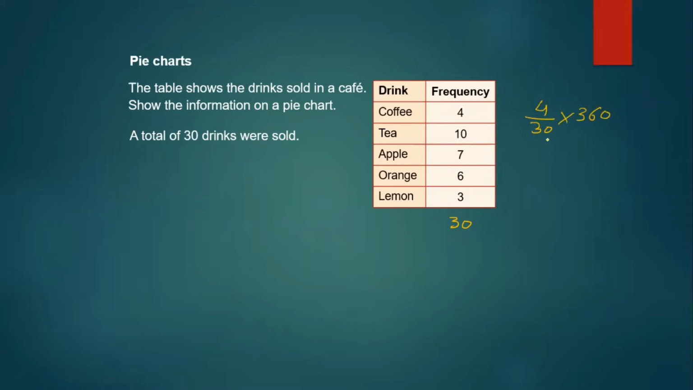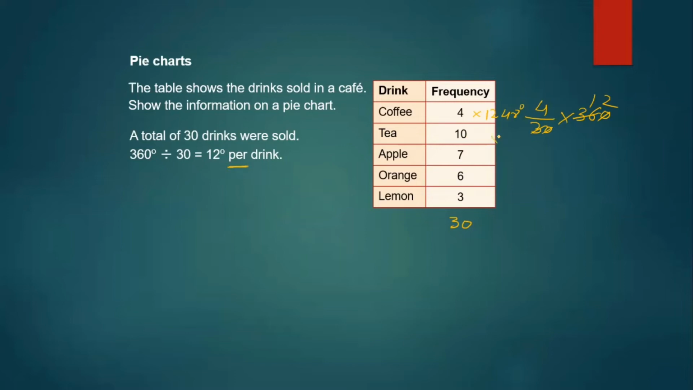So we find the value of each angle. So 30, we simplify this, when we divide 360 by 30, we get 12. So each angle is going to be, for 1, it is going to be 12. So 4 times 12, it is going to be 48 degree. So this is how we calculate the angles here. So per drink, it is 12 degree. So there are 4 drinks, so 4 times 12.